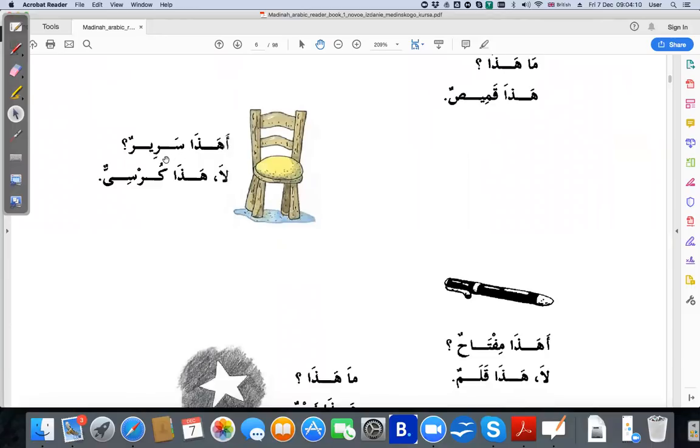Ahada sarirun, is this a chair? Is this a bed? We have a chair picture here, so it's not a bed. It is la. Hada kursiyun. No, it is a chair. Okay. All this vocabulary you have in the first page, you have to learn them first.